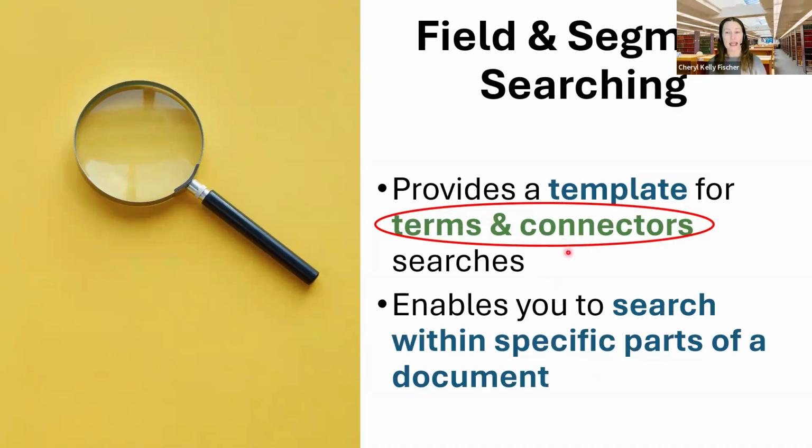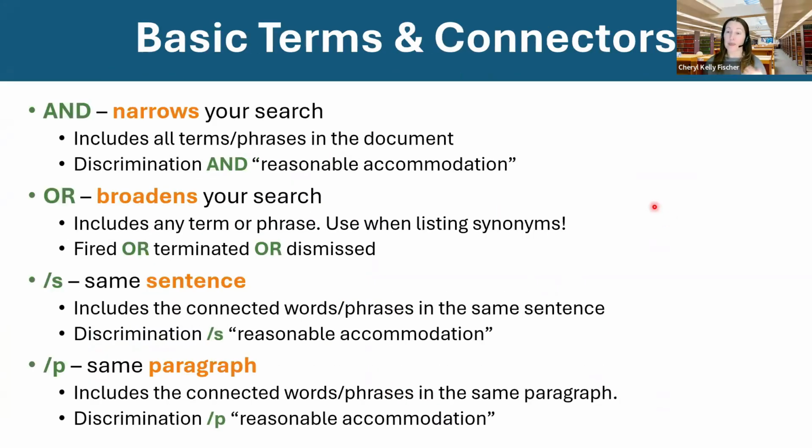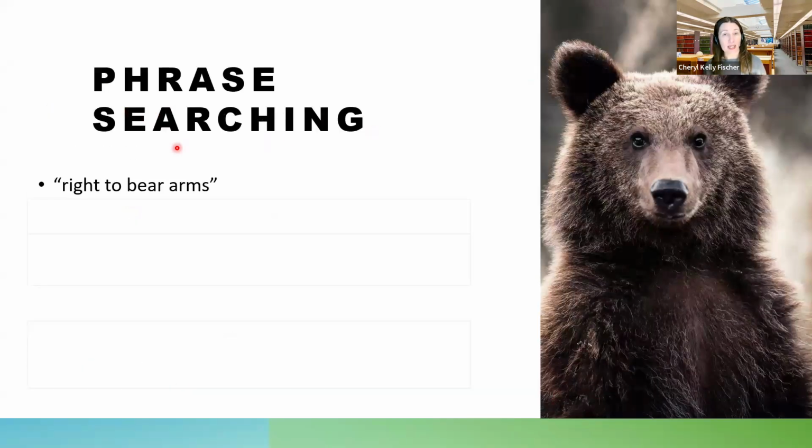So with that, let's do our very quick intro to Boolean searching. I'll be quick. You start with your crafted keywords, right? Then you add connectors and quotes as appropriate. What are connectors? There's more connectors than this, but these are the basics. You have "and," that narrows your search, or "or," that broadens your search, and then you have same sentence and same paragraph. So we saw this in Brightspace, correct?